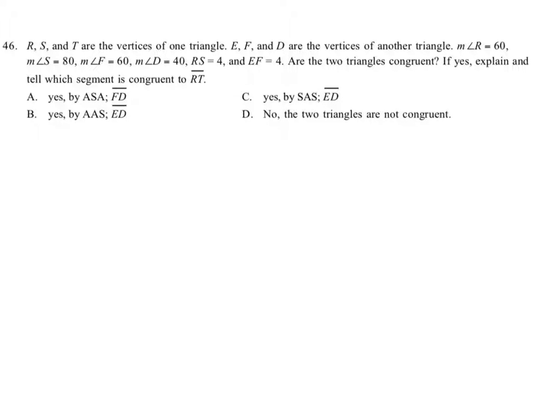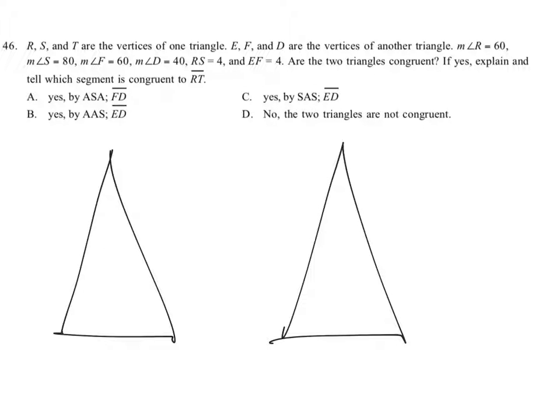Okay, this is a good triangle for reminding us that the drawings might not line up, because it says the vertices RST are the vertices of one triangle, and E, F, and D are the vertices of another triangle. So I'm just going to sketch them out, and I'm pretty well guaranteed not to be sketching them accurately, but it doesn't really matter because we are going with what it says. We've got R, S, T, and E, F, D. Go with what we're told, not with what the drawing looks like.